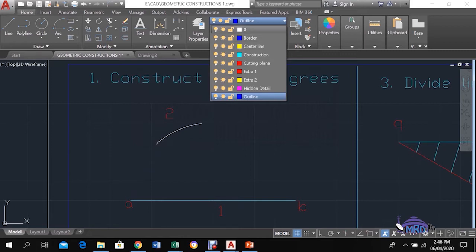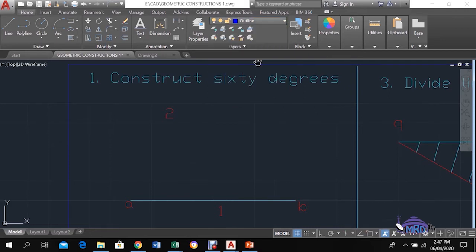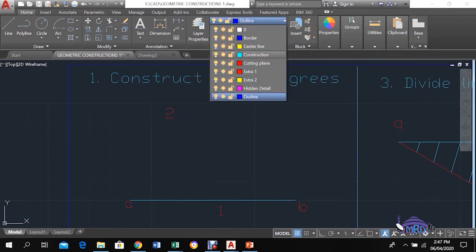Just bear in mind that I'm turning off a few things, but hopefully we'll be able to turn them back on as we go along as well. So you're given line AB, and you're required to produce a 60-degree angle on line AB.